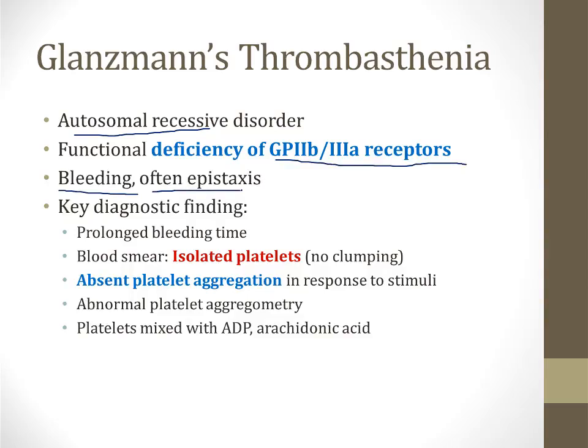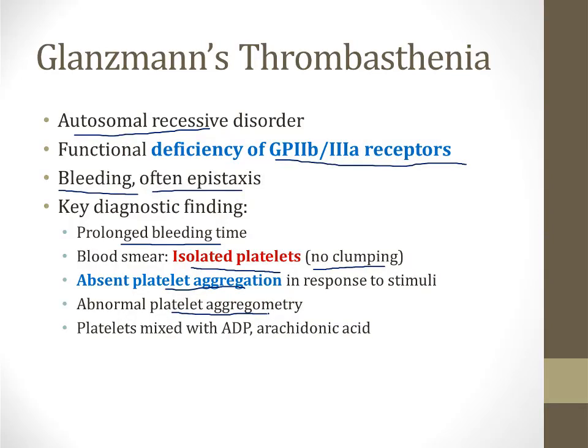And the key diagnostic findings of this disorder will all make sense to you if you understand what the 2B3A receptor does on platelets. Remember, that is the platelet receptor that allows platelets to link together and aggregate to form a platelet plug. So one of the diagnostic findings is a prolonged bleeding time. In addition, on a blood smear, you will see isolated platelets with no clumping. This is very unusual, and when you see this in a child with epistaxis or mucosal bleeding, it raises the possibility of this condition. And then finally, you can test the ability of platelets to aggregate in response to various stimuli doing a test called platelet aggregometry.